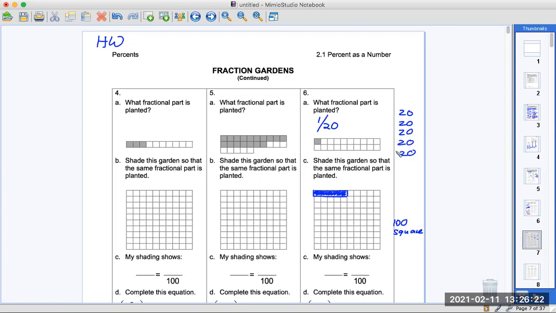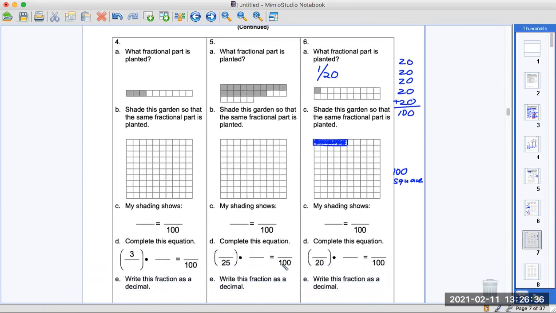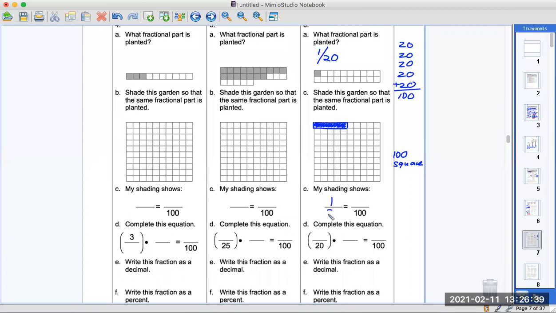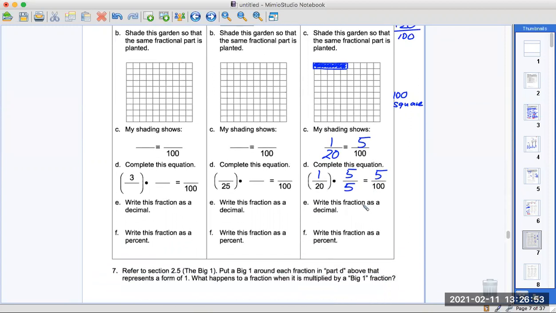1, 2, 3, 4, 5. If you add that up, that's 100, right? So it's five of these go into this. So that means I got to shade 5 of these. Does that make sense? Now my shading shows that 1 out of 20 is the same as 5 out of 100. So 1 out of 20 times 5. The big one is 5. 5 is 5 out of 100. And we're going to write this fraction as a decimal. Use your calculator. 5 divided by 100. Use a calculator. It's this.